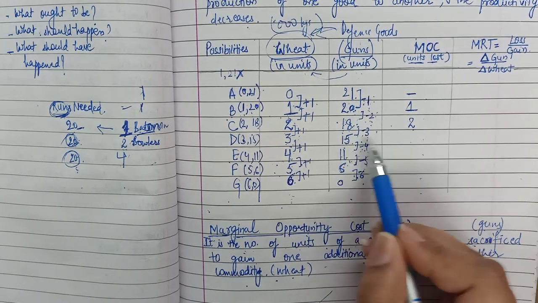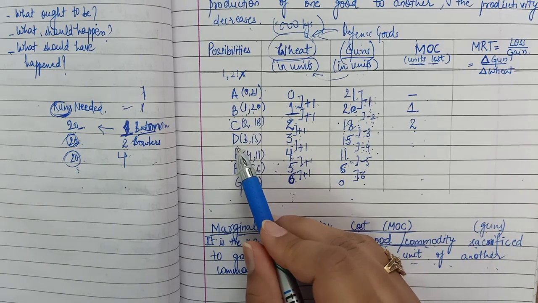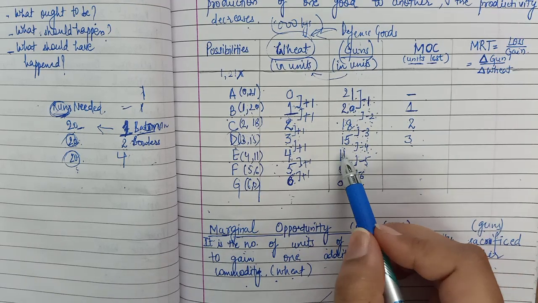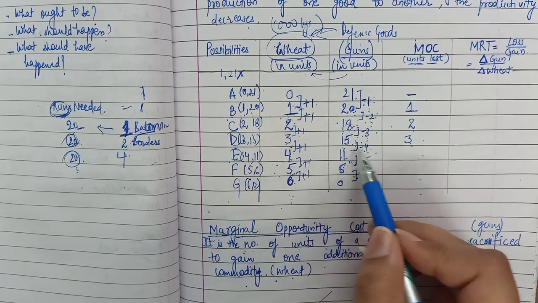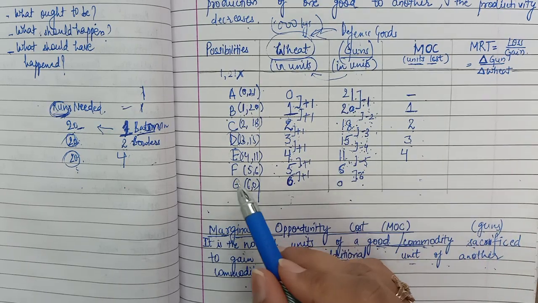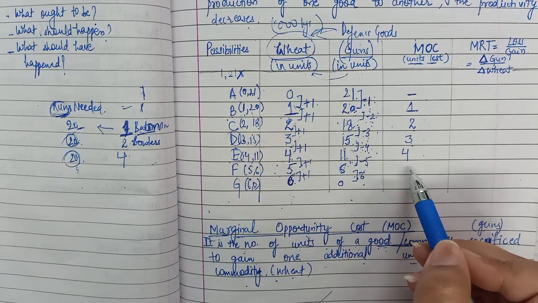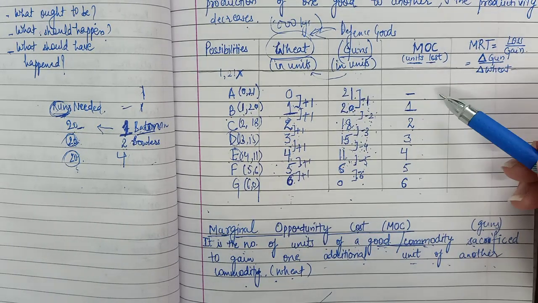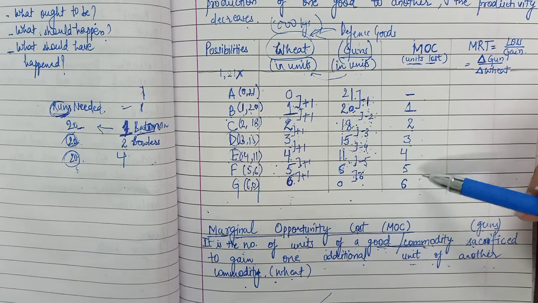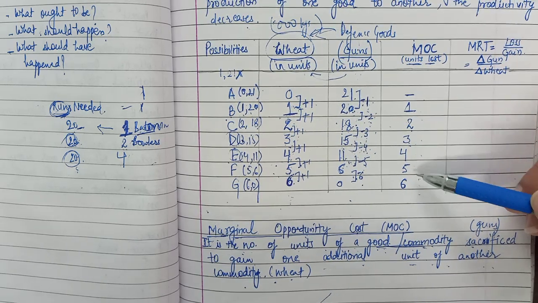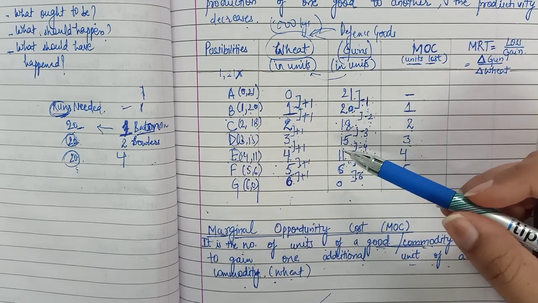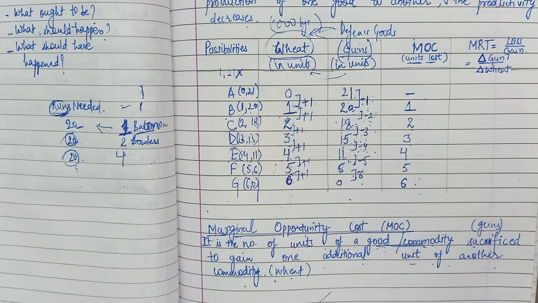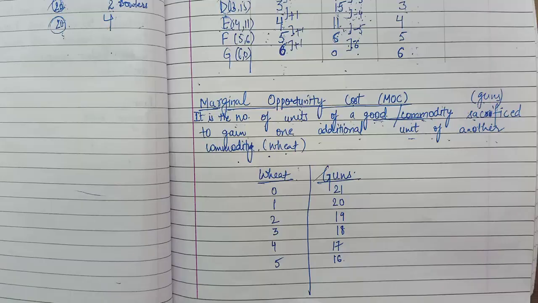Then at 15, at this possibility D, how many units are lost in the economy? We have lost 3 units of guns. Then while coming to possibility E, we have lost 4 units of guns. Then coming to possibility F, we have lost 5 units of guns, and then we have lost 6 units of guns. So even if you create your own example, you have to take care that every time units lost will be increasing. Why? Because people are not that efficient in the production of wheat as they are in the production of guns.